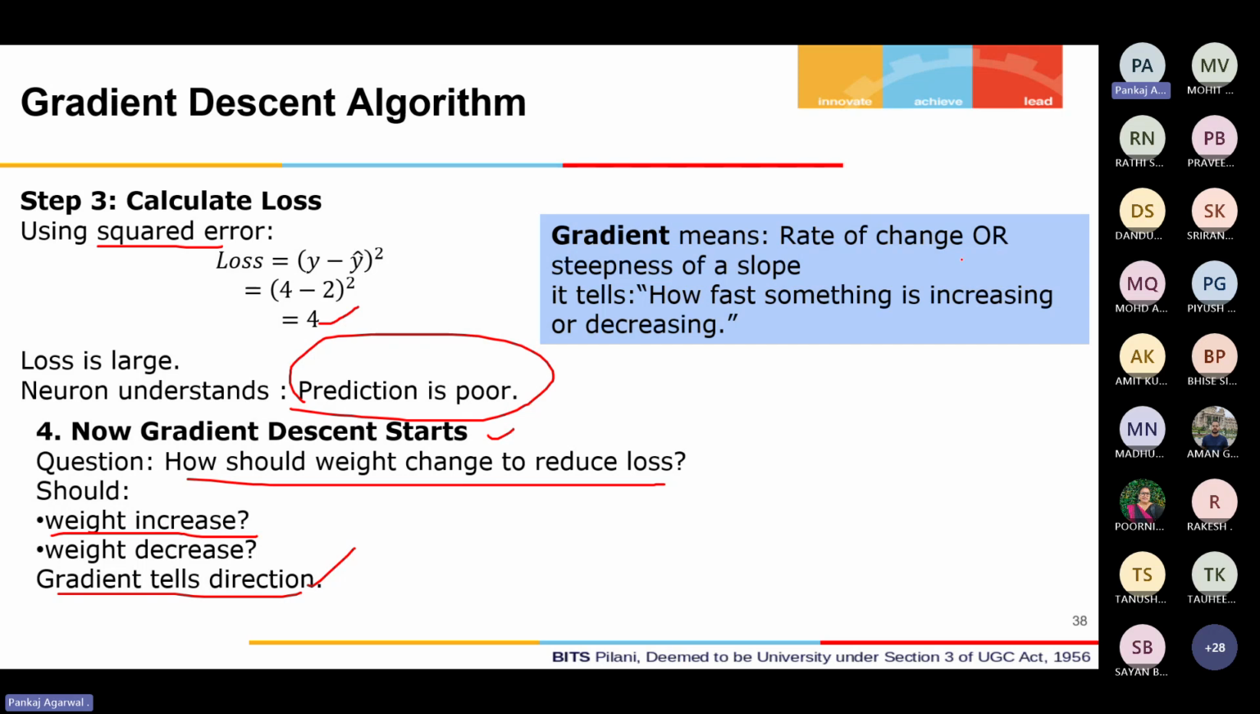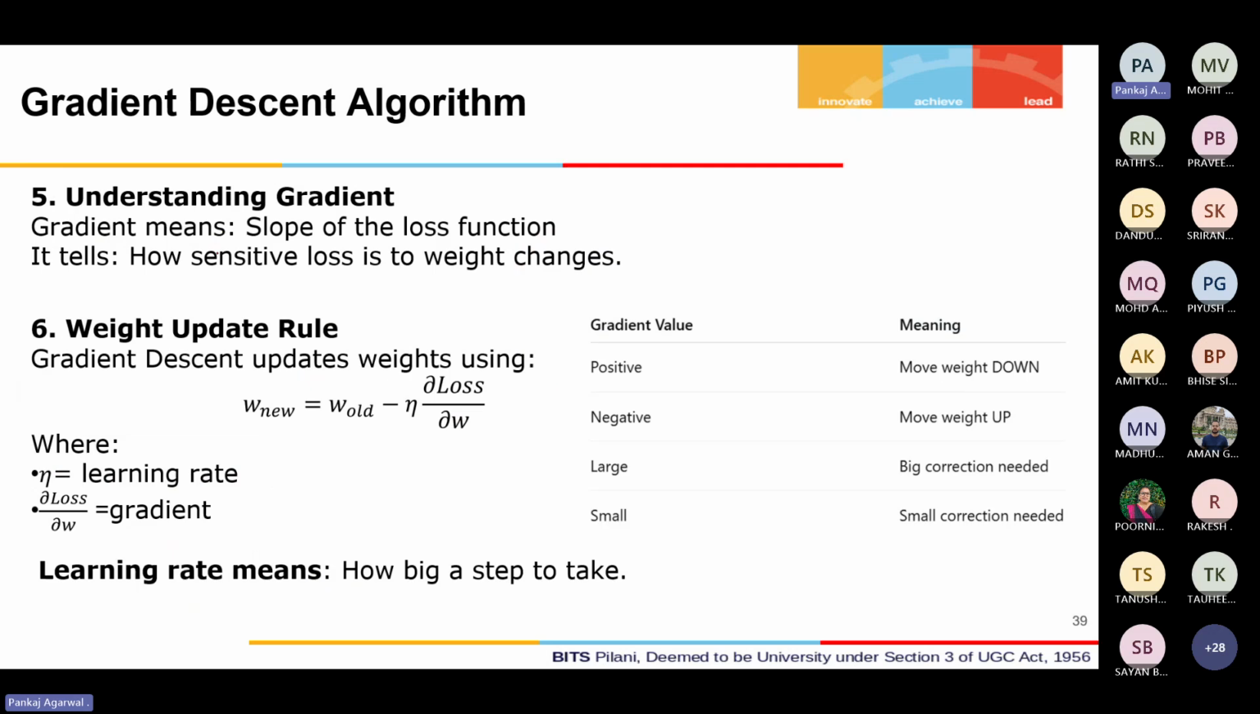Rate of change or the steepness of the slope. So how fast something is increasing or decreasing. If anyone does not know what exactly is the technical meaning of the word gradient, right? So next, what is the gradient, the slope of the loss function actually. It tells how sensitive the loss is to the weight changes.